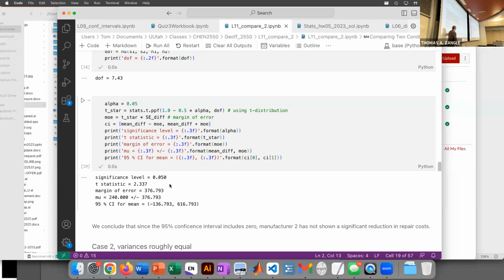And so our 95% confidence interval on the mean goes from negative to positive. And so we would then conclude that because this 95% confidence interval includes 0, manufacturer 2 has not shown a significant reduction in repair costs, right? So there's not significant evidence that manufacturer 2 is cheaper to repair than manufacturer 1. Does that make sense?